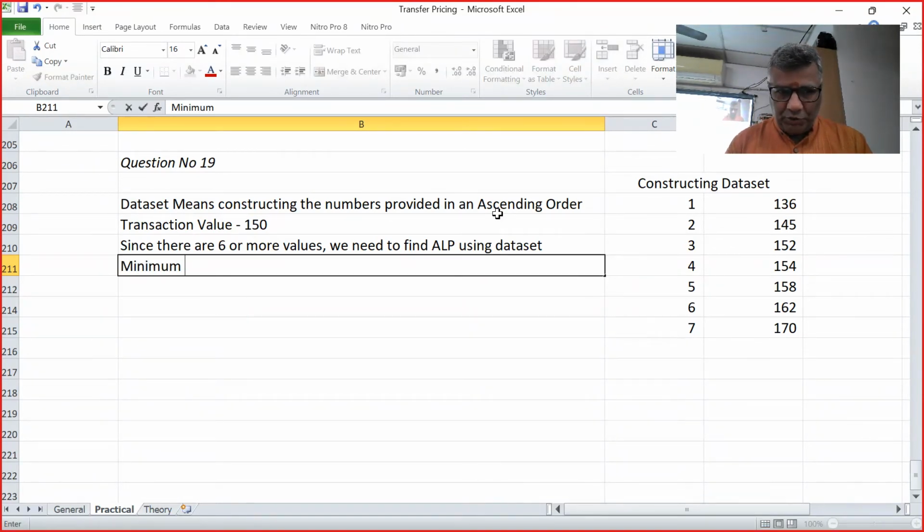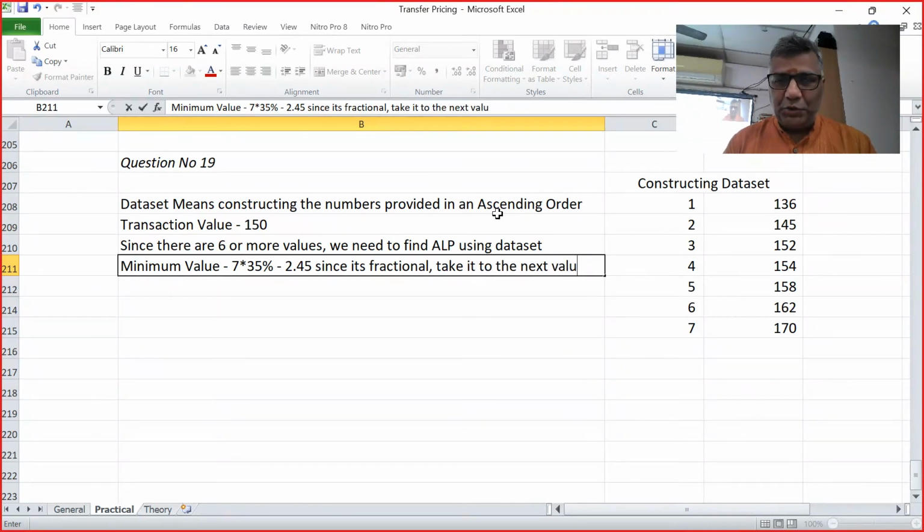Minimum value. 7 items are there into 35%. Total number, serial order into 35th. What is the 35th percentage value? 2.45. Since it is fractional, take it to the next value.